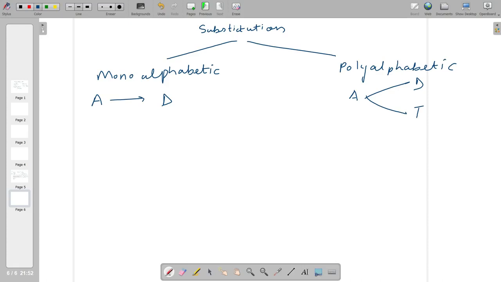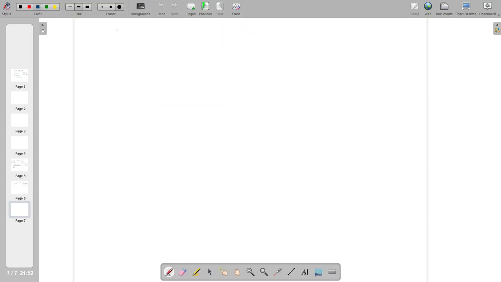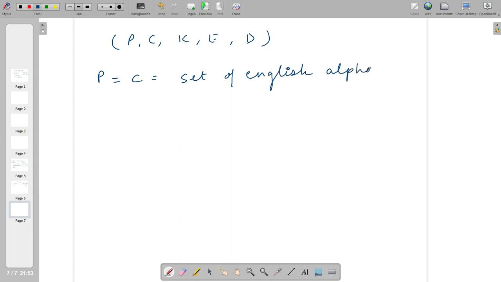So let's discuss only the monoalphabetic substitution cipher now. It has only the 5 tuples P, C, K, E and D. P and C are the set of English alphabet, for example A, B, C up to Z. So it contains 26 values. Similarly, P and C both are sets of the English alphabet.